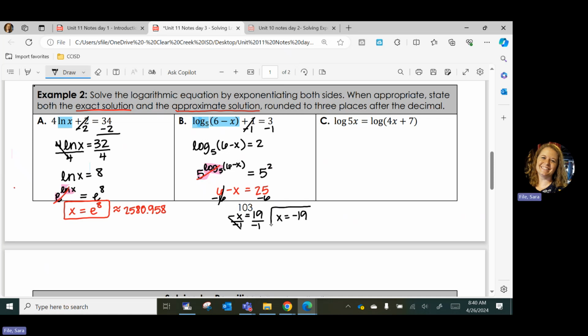Now here's where I was referring to at the beginning when I said what you take the log of cannot be negative. That doesn't mean your solution can't be negative. So let's double check. If I take this negative 19 and I plug it in for x, 6 minus a negative, what's minus a negative? What happens when you subtract a negative? What does it become?